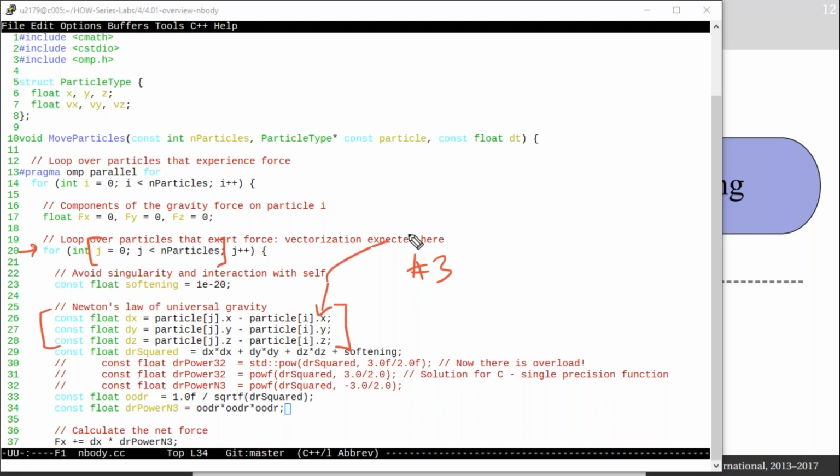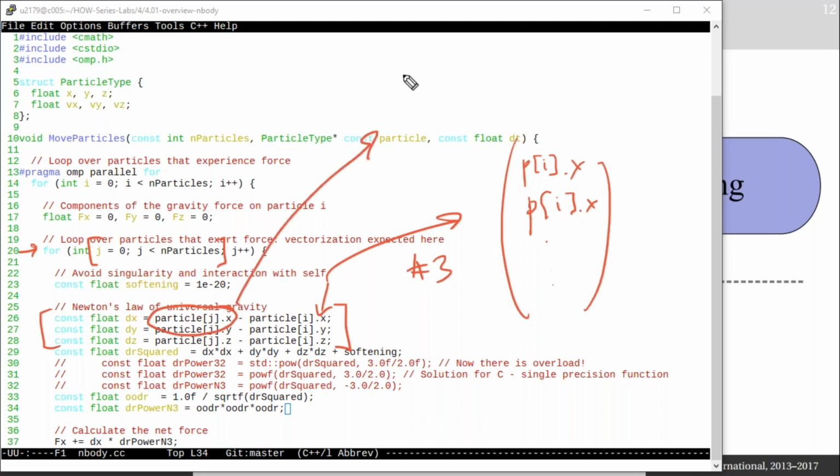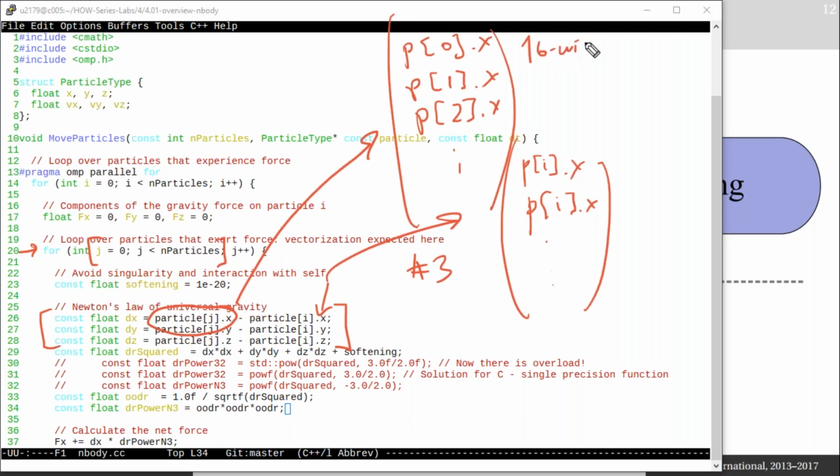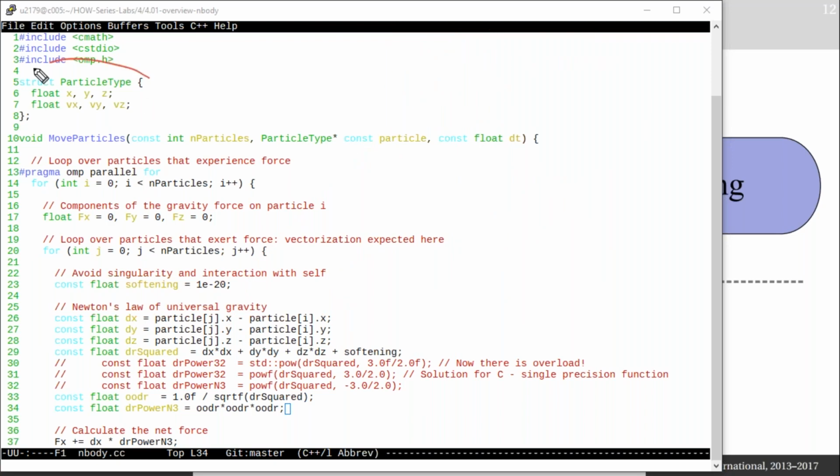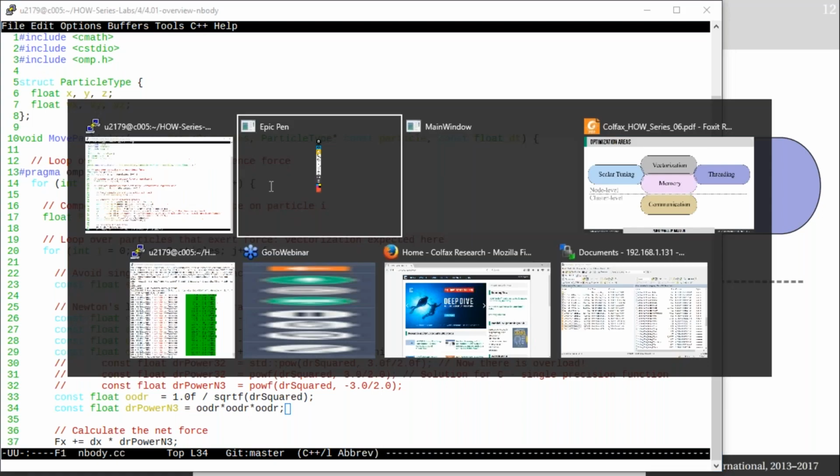So this will become a vector in which all vector lanes contain the same value. But that is a different story. Here I have to produce a vector that contains particle 0.x, particle 1.x, particle 2.x, and so on. This will become my vector, 16 wide. But because we chose an array of structures, this is very inconvenient to load from memory.